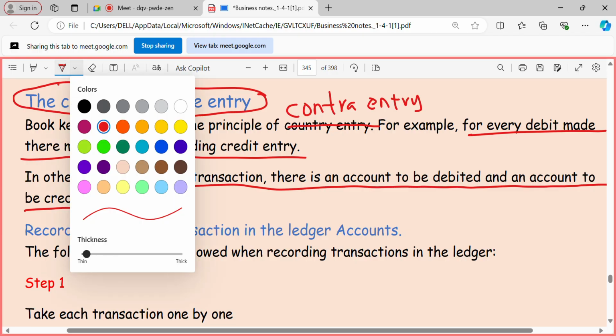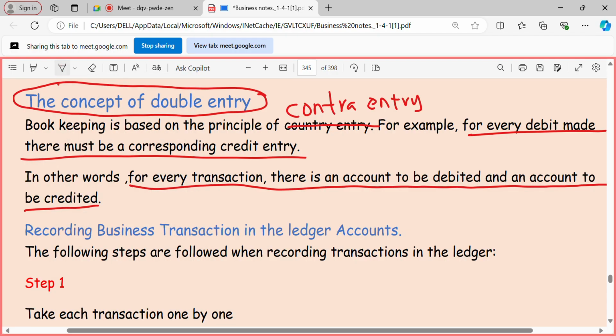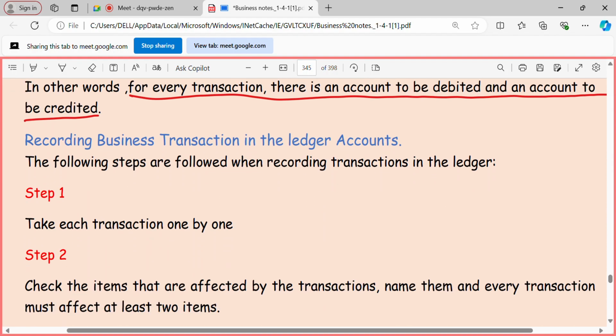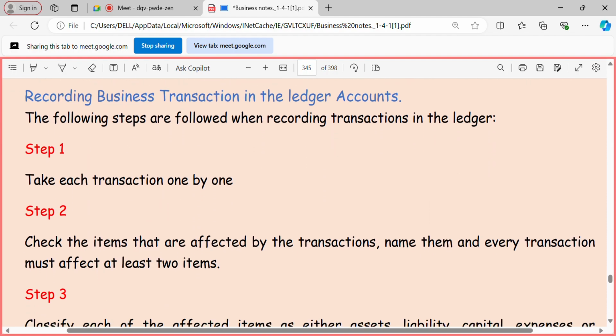For example, for every debit made, there must be a corresponding credit entry. So whenever you debit in ledgers, you must credit. In other words, for every transaction, there is an account to be debited and an account to be credited. So that is the concept of double entry.